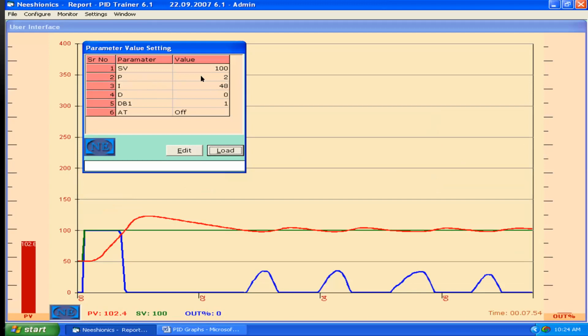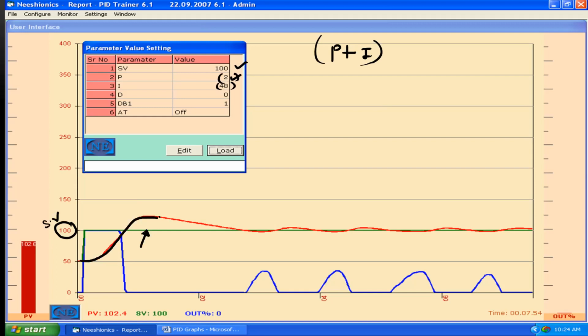So now we have reduced the P value, and we have added the integral value. So here we have the combined P plus I controller, that is, proportional plus integral action. The proportional value we have reduced to a constant value 2, the set value is 100, and the integral value we have added is 48. You can observe here 100 degrees Celsius is the set value, represented by this green line, and this red line represents the output.